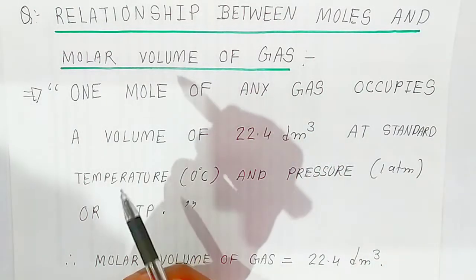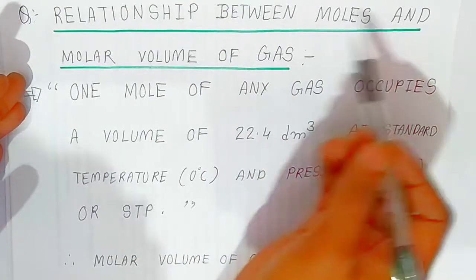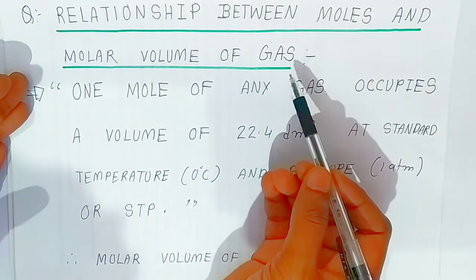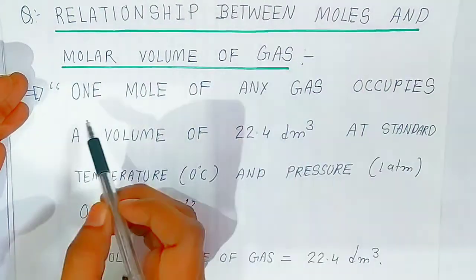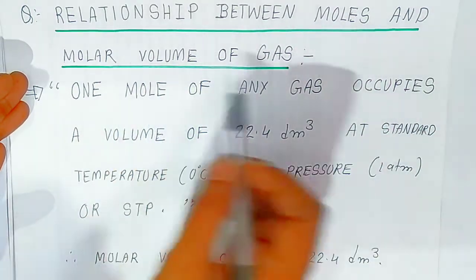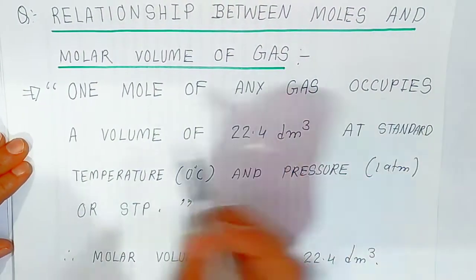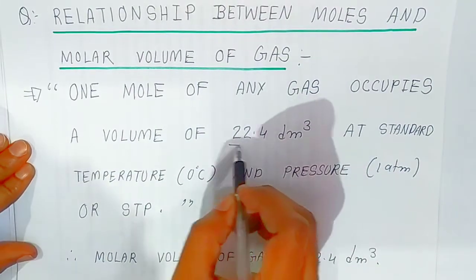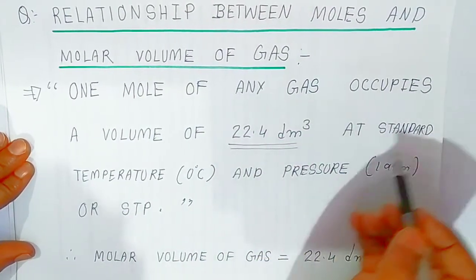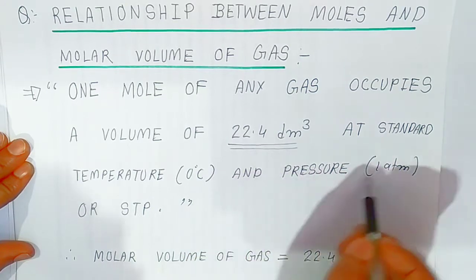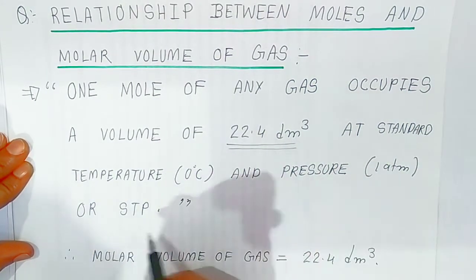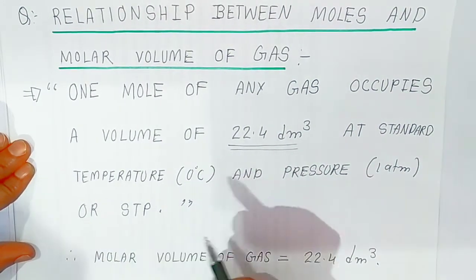Now here, students, we are going to look at the relationship between mass and molar mass of a gas. Here we are talking about gas: what is the relation between moles and volume of a gas? Molar volume of gas: 1 mole of any gas occupies a volume of 22.4 dm cube at a standard temperature of 0 degrees Celsius and a pressure of 1 atmosphere. Together we call this STP, standard temperature and pressure.